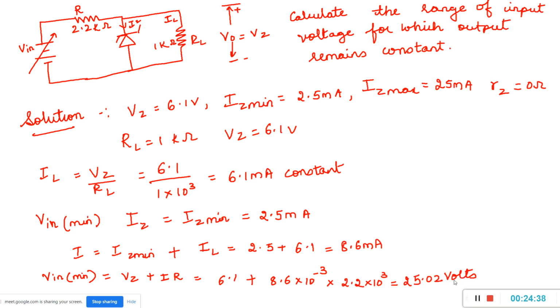Now similarly, we need to consider Vin max. Vin max. So I'll take the next slide. Okay. I don't have space there. So here. So now for Vin max, what we need to do? Consider Iz, that is Iz as max. Iz max. So that is given as 25 milliamps. That is given in the problem.